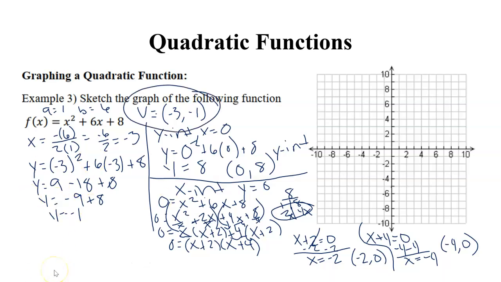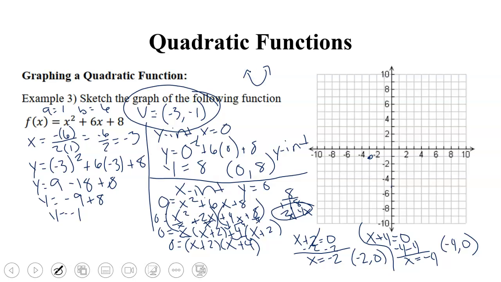So we're going to graph, starting with our vertex. Graph the -3, -1. That's our vertex. So looking at our equation, is our parabola going to go up or down? So A is +1, so I know my parabola is going to go up. So it should look like that.